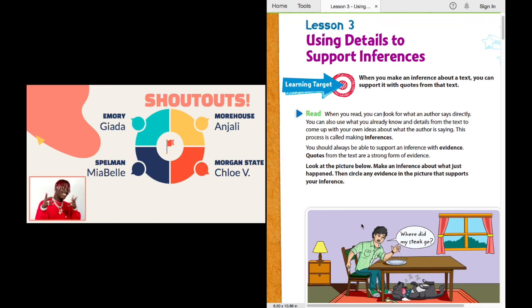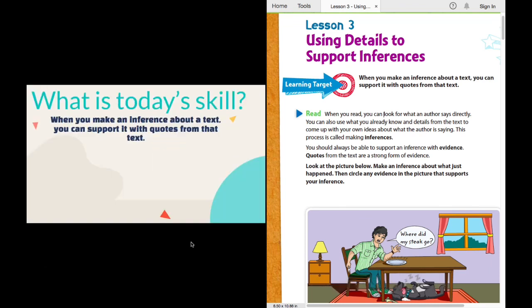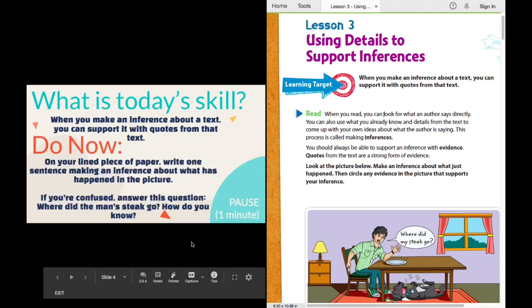All right, so let's get into the lesson for today. So today's skill, like I said, we're going to work on inferencing. So when you make an inference about a text, you can support it with quotes from that text. So sometimes it's kind of hard to figure out what the inference is, but if you see what the text is saying and what you already know, you can create an inference, but we're going to talk more about that later.